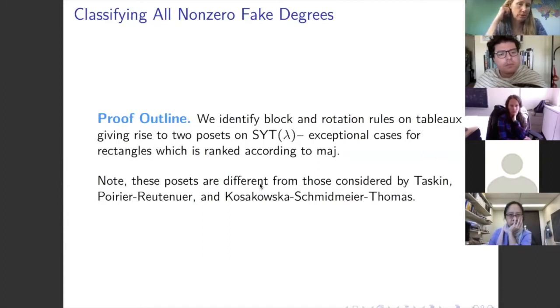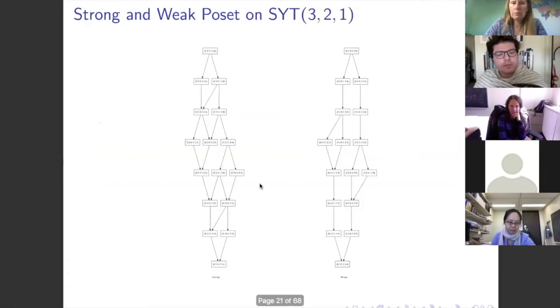But these are different than what we've seen in the literature, like with the cyclotomic tableau and Majtaskin's work. Poirier, Rattenauer have something, and Hugh Thomas and these other names that are harder to pronounce, Kosowski and Schindmeyer, they have another partial order on standard Young tableaux that is interesting, but not quite the same as ours. So we're hoping that people will recognize these in their work somewhere.